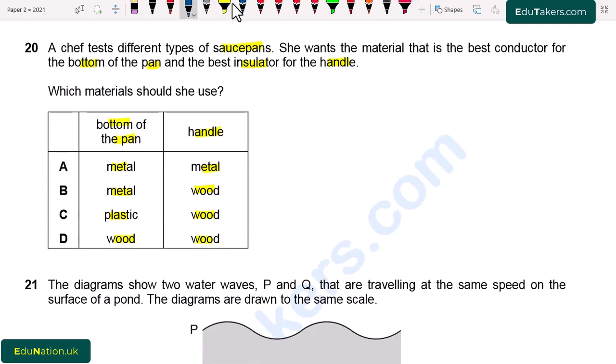As it is given that the handle is made from the insulator. So from here wood is insulator. And the bottom of the pan is made from the metal because it's a good conductor. So the bottom of the pan is metal and the handle is wood. So B option is correct here.